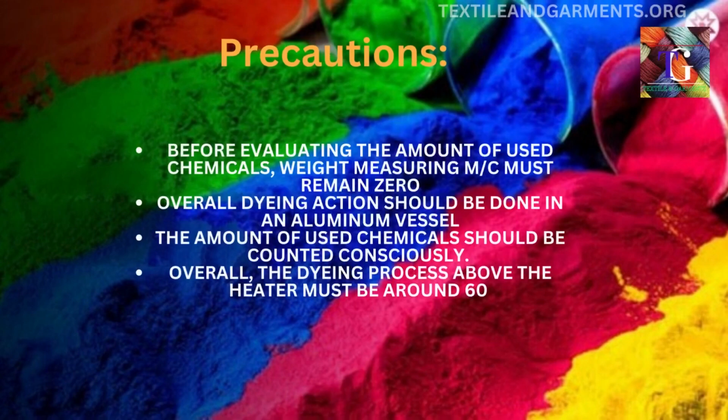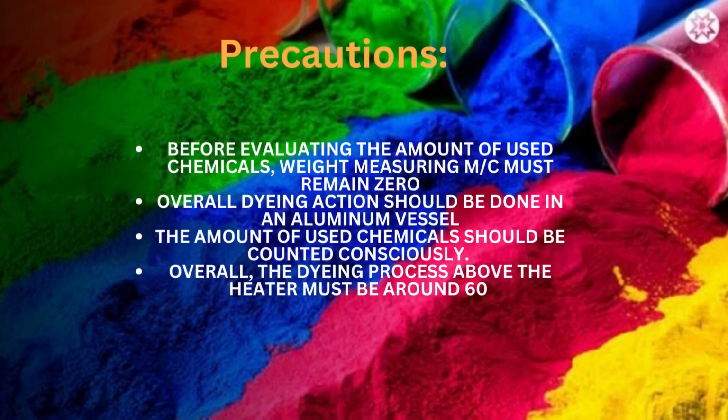Precautions. Before evaluating the amount of used chemicals, the weight measuring machine must remain at 0. Overall dyeing action should be done in an aluminum vessel. The amount of used chemicals should be counted consciously. Overall, the dyeing process above the heater must be around 60.